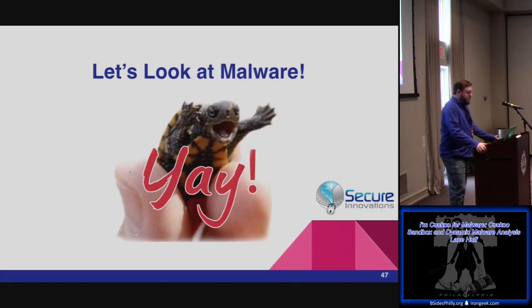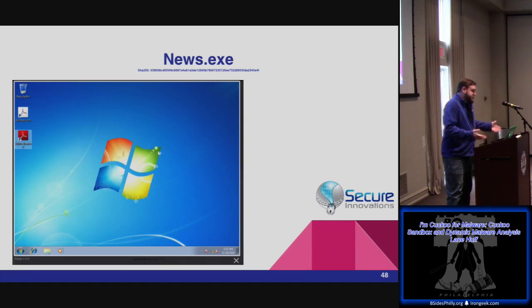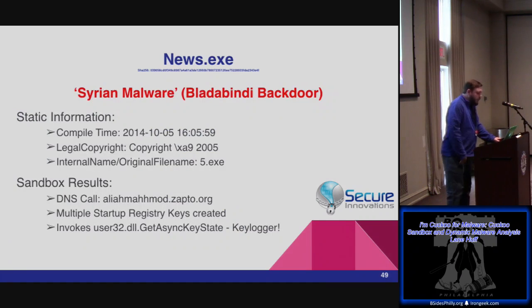So let's look at a few pieces of malware. This one is called news.exe, and when you run it, it doesn't look like anything on the front. It just sits there. Well, what is it actually? It's a piece of Syria malware that was distributed to target dissidents in Syria using something called a blot binding. It's the type of malware.